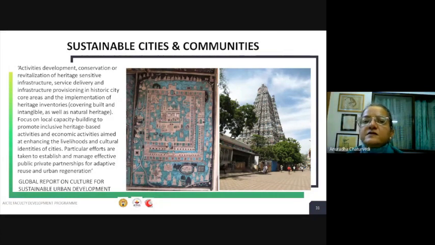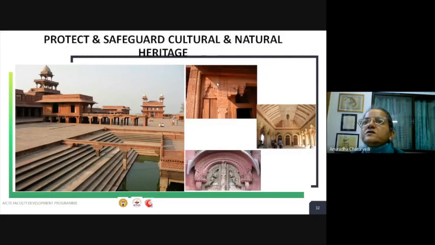So, this global report on culture also says that it is necessary to ensure that efforts are taken to establish and manage effective public private partnerships. These public private partnerships are extremely important to ensure urban regeneration and to ensure appropriate adaptive reuse of the underutilized heritage resources of a place.